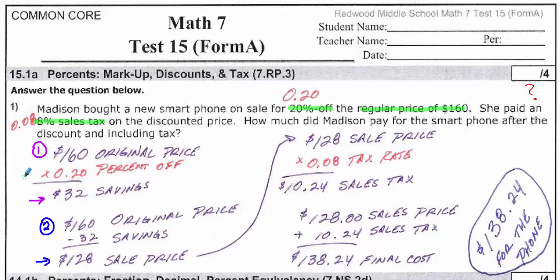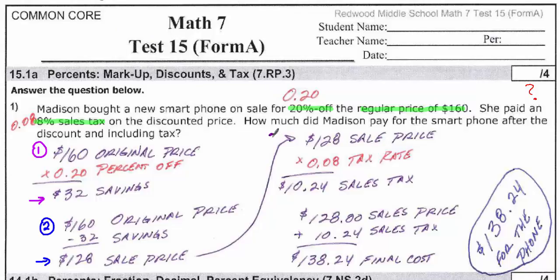Nice to know Madison's name, not vital. A smartphone, we would do the same steps if we were buying a puppy on sale, or if we were buying a new unicorn on sale. Whatever it is, the 3 things you need to know: what's the percent off, what's the regular price, how much tax do you have to pay. So again, step 1, we took the original price, we multiplied it by the percent off, we got the savings. Step 2, we took the original price, the $160, we subtracted the savings, we figured out what's our sale price. What's it going to be when we walk up to the counter?